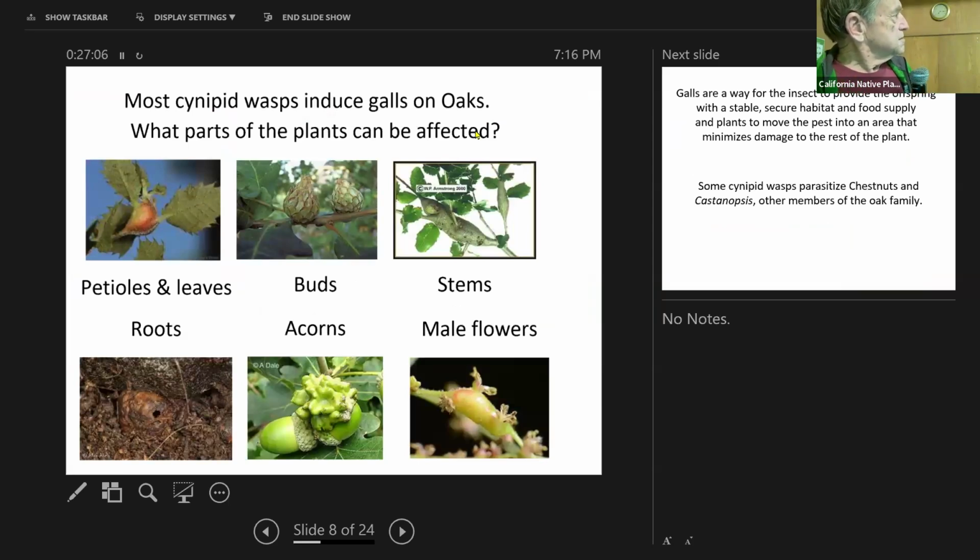Most of the cynipid wasps produce galls on oak. You can find them on the petioles and the leaves, on the buds, stems, roots, acorns, male flowers. Most anywhere you look, if you look long enough, you can find them. There are at least a couple of hundred kinds, fairly well known here in California, and there are a number that have not yet been described or named. I still have 5 or 6 names in my thesis that haven't been used yet because they haven't been published. And in a while, I'll show you why.